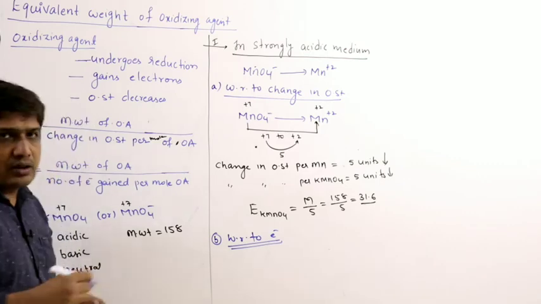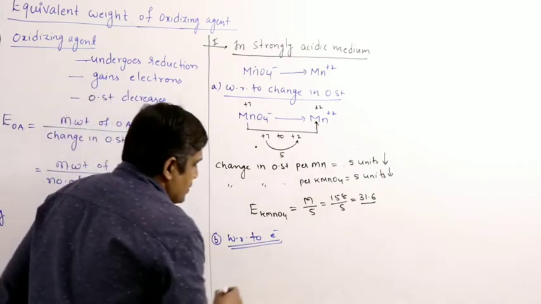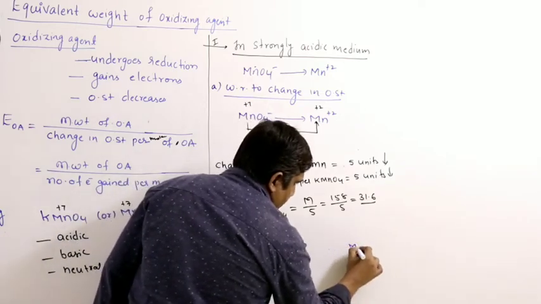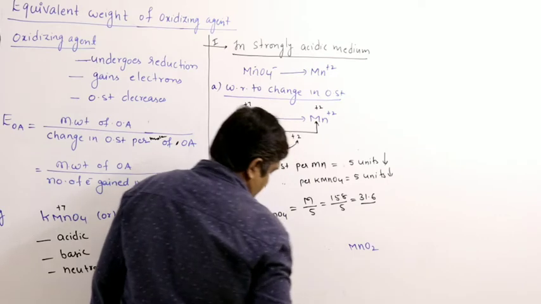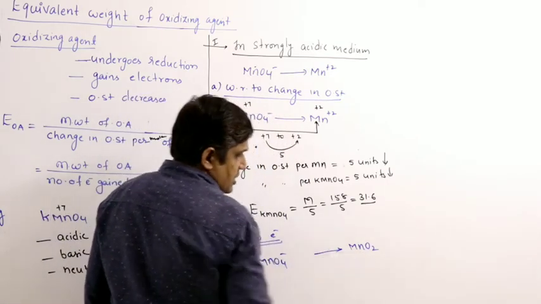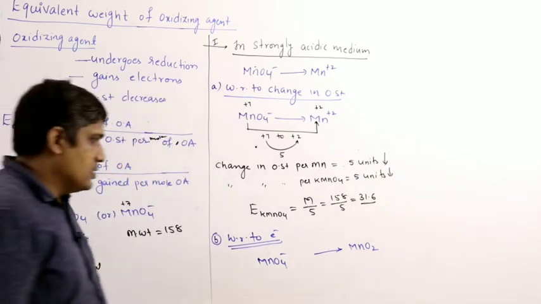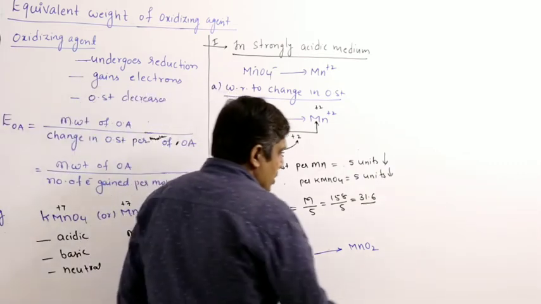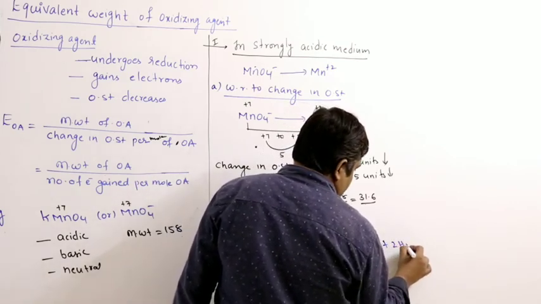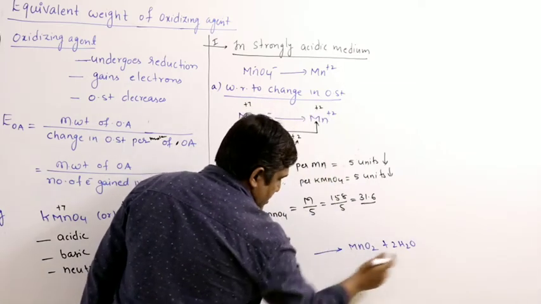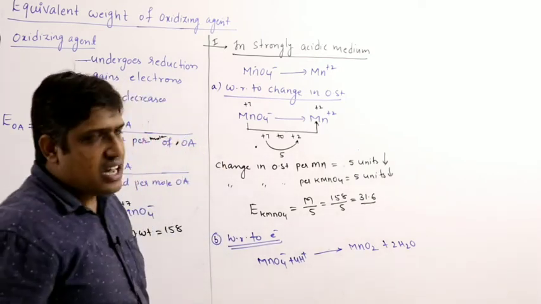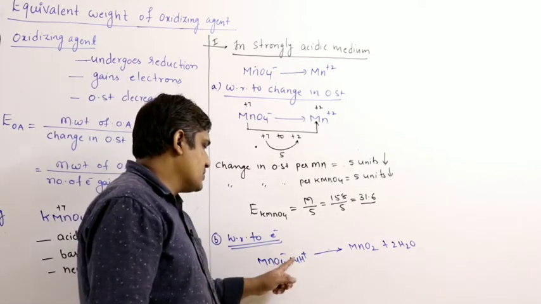With respect to electrons, let us try to balance this equation like an ion-electron method. MnO4 minus, 4 oxygens. In which medium is this? Acidic medium. So to balance oxygen in acidic medium, what do I have to do? I have to add water. How many? 2, because 2 oxygens are less. Due to this, 4 hydrogens are increased, so add 4 H plus. Then balance the charge.